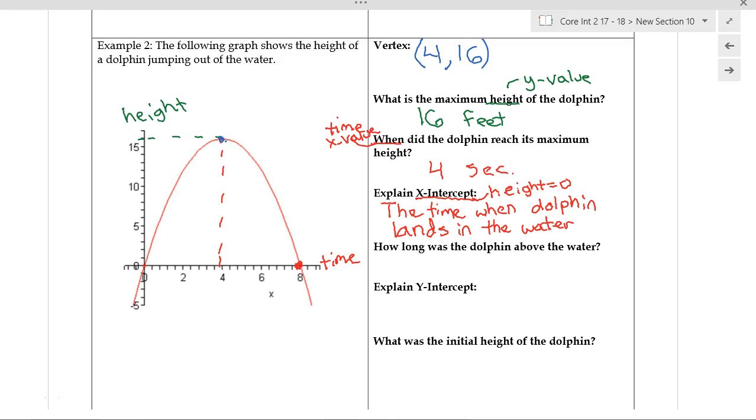So how long was the dolphin above the water? Well, he started here at 0 seconds and he ended here at 8 seconds. The dolphin was above the water from 0 to 8, or really 8 minus 0, which equals 8 seconds.